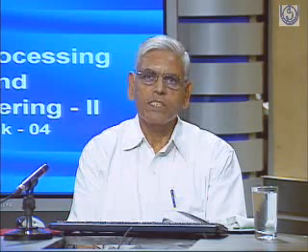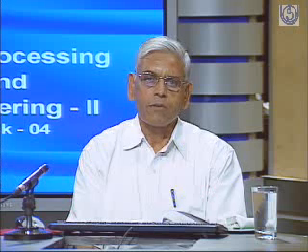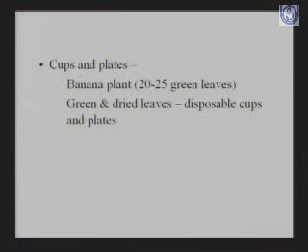You will find forest trees, leaves, the dried leaves, molded into cups, thali, glasses, cups and coverings, plates, and they can be used as disposable materials. So banana plants, 20 to 25 green leaves, green and dried leaves, make disposable cups and plates which are used instead of plastic plates and other things. We can use disposable cups, plates, and glasses from plant material also.